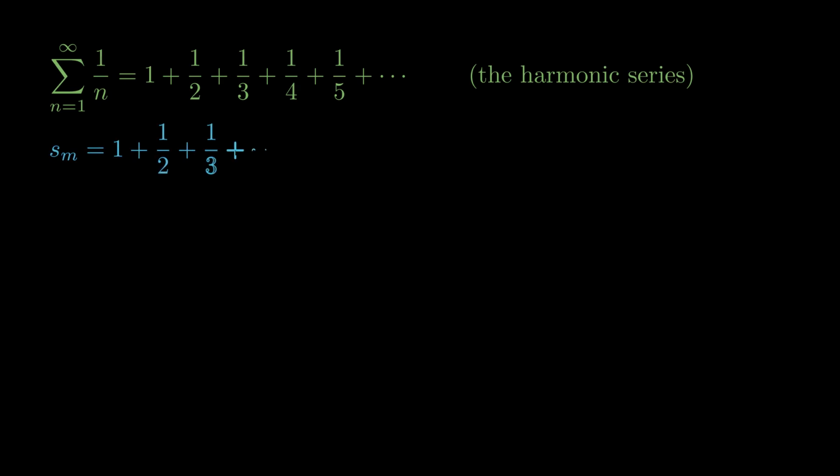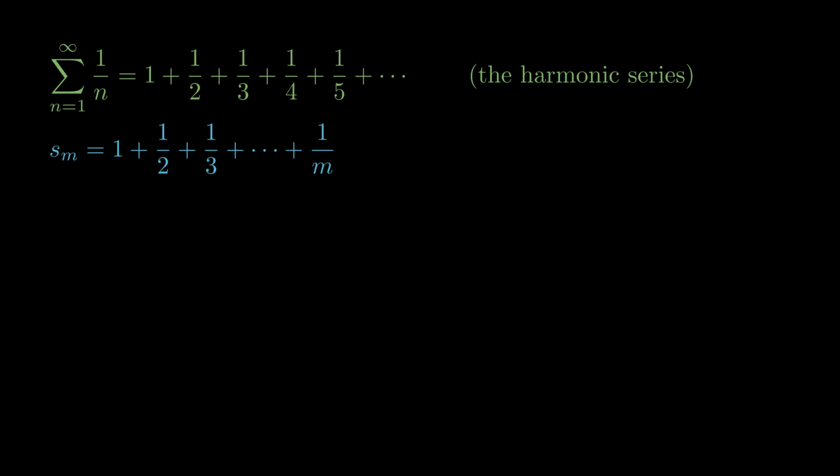The mth partial sum, S_m, would be 1 plus a half plus a third up until 1 over m. And in order to demonstrate the divergence of this series, we'll show that its sequence of partial sums is unbounded. We've already proven that any convergent sequence must be bounded. So if we can demonstrate that it's unbounded, that'll show that the series diverges.